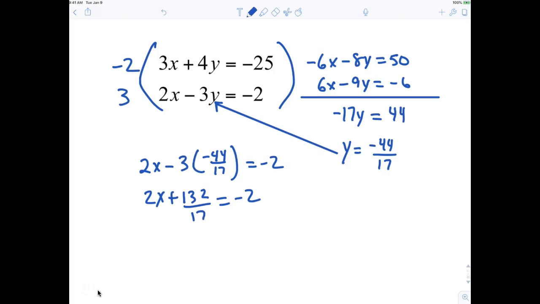Everybody good? Did you multiply 3 times 44 divided by 17 and turn it into a fraction? Come on, guys, I got things to do. Reed, did you do that on your calculator? Yeah. Math, you good? Yeah.